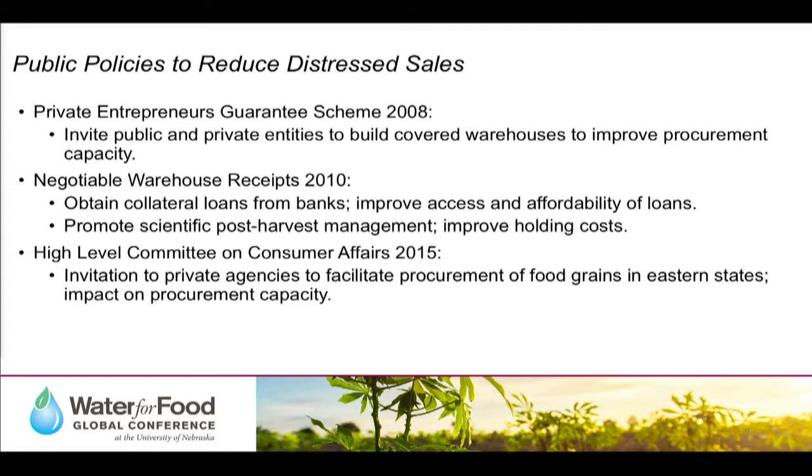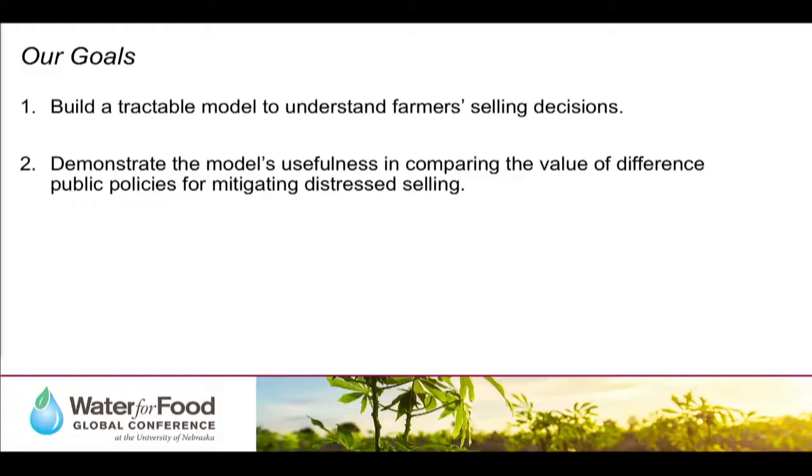Now, what is not clear until our paper is how these policies fare with each other. So government typically have limited budget. They cannot just spend infinite amount of money on every possible policy. Therefore, they have to find out which policy will have the largest impact on the practice of distress selling. So that is where our paper comes in. Our goal here is to build a tractable model that can determine how farmers are going to make decisions of selling their produce, whether they should sell to the government or whether they should sell to outside traders for prices much lower than the support price. Given these farmers' decisions, then we can analyze how these different public policies impact distress sales. Okay.